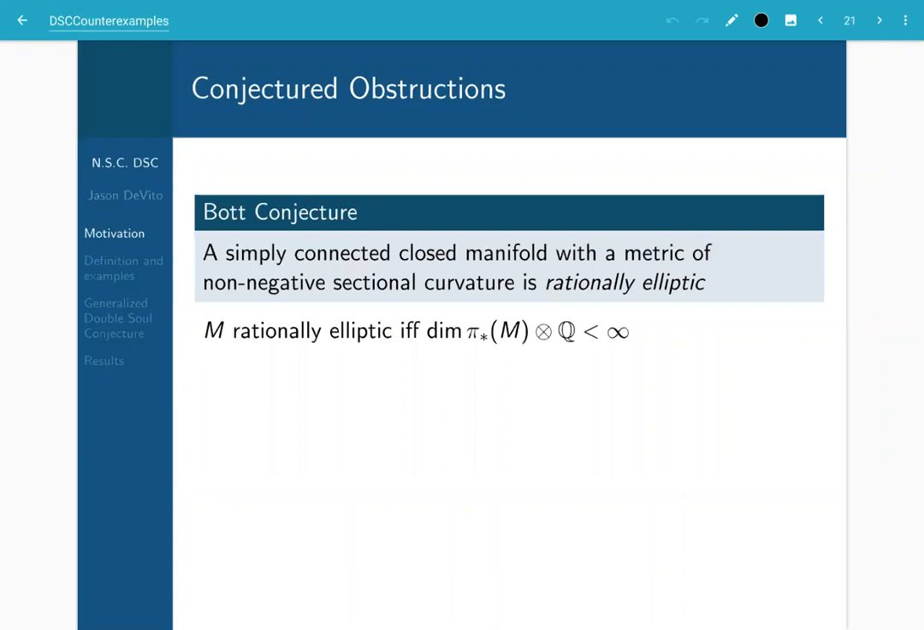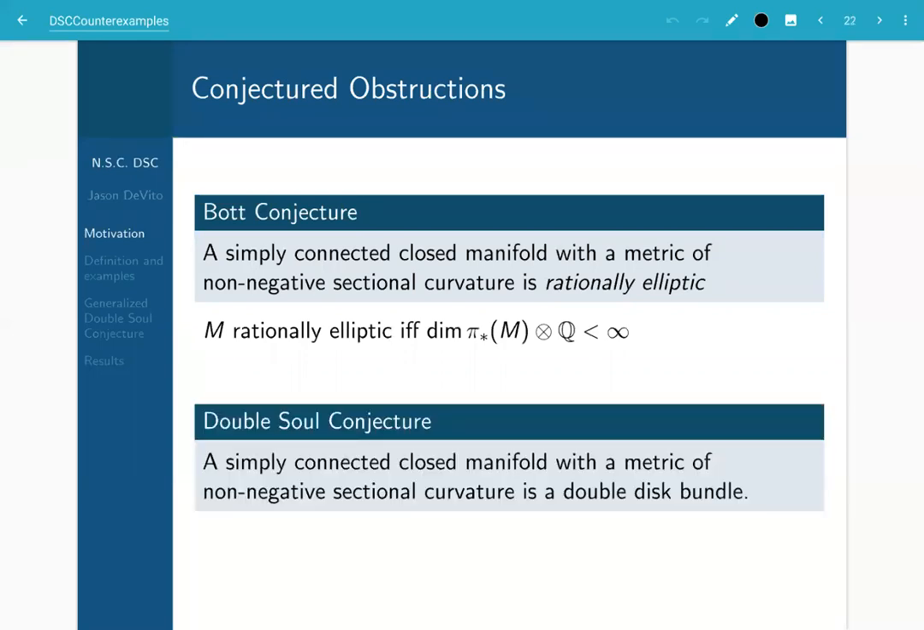There's another way of thinking about rational ellipticity in terms of the loop space of the manifold. The Betti numbers of the loop space grow polynomially. So there's an equivalent condition: the rational Betti numbers grow polynomially. And in terms of this conjecture, you can see that being simply connected is a hypothesis here. One reason why you might include that hypothesis is because pi1, of course, can be non-abelian, and then you have to do a lot of work to understand what you even mean by pi1 tensor Q. So we're going to assume simply connected just to avoid that issue entirely.